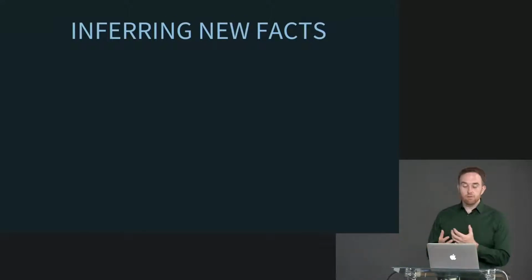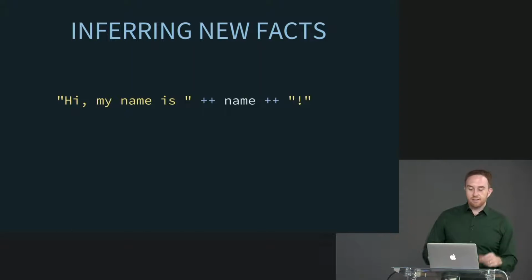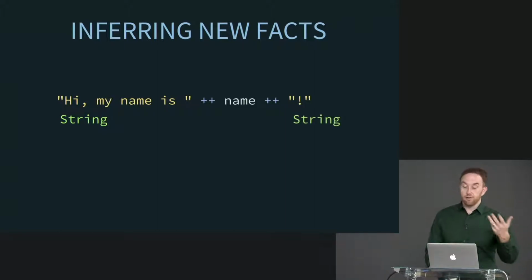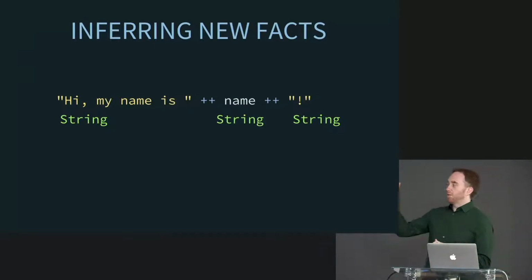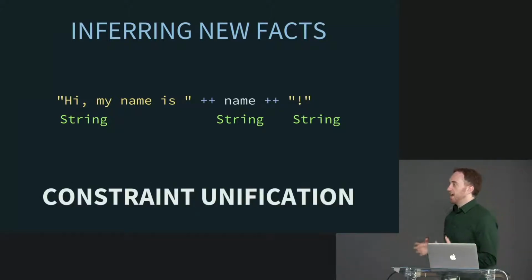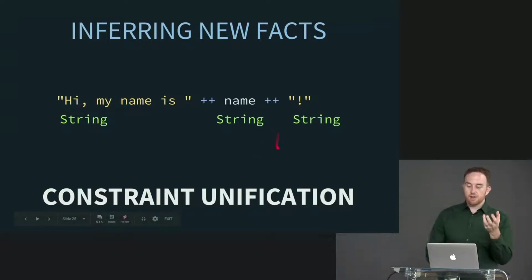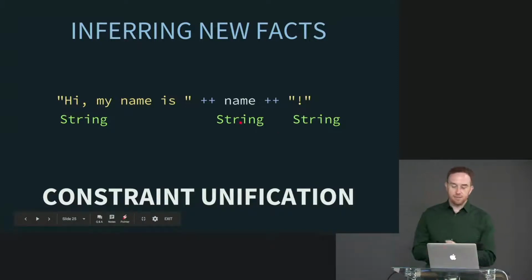And then it basically goes through your program and starts inferring new facts. So here's an example of how it might do that. Let's say we have this expression, "hi, my name is " ++ name ++ "!". It says, okay, this is a string literal, so I know that's a string. Here's another string literal, I know that's a string. ++ combines two strings, so I know that by inference, whatever name is must be a string. So now it's added this to its list of known facts. It says, I have used what's known as constraint unification to say, by virtue of what I already know about these other constraints, this constraint must be a string constraint. That's what the name's type must be.